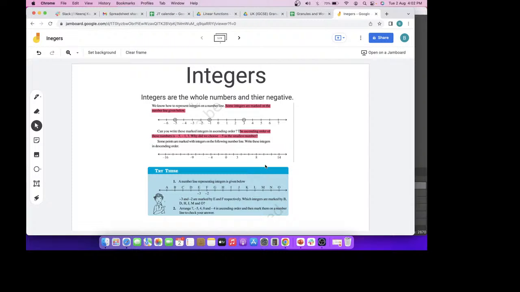Similarly, we can arrange our numbers in descending order. So let's take an example of that as well. Okay, so we have the numbers, let's say 8, 9, -1 and -4. Okay, so we need to arrange all these numbers into descending order.